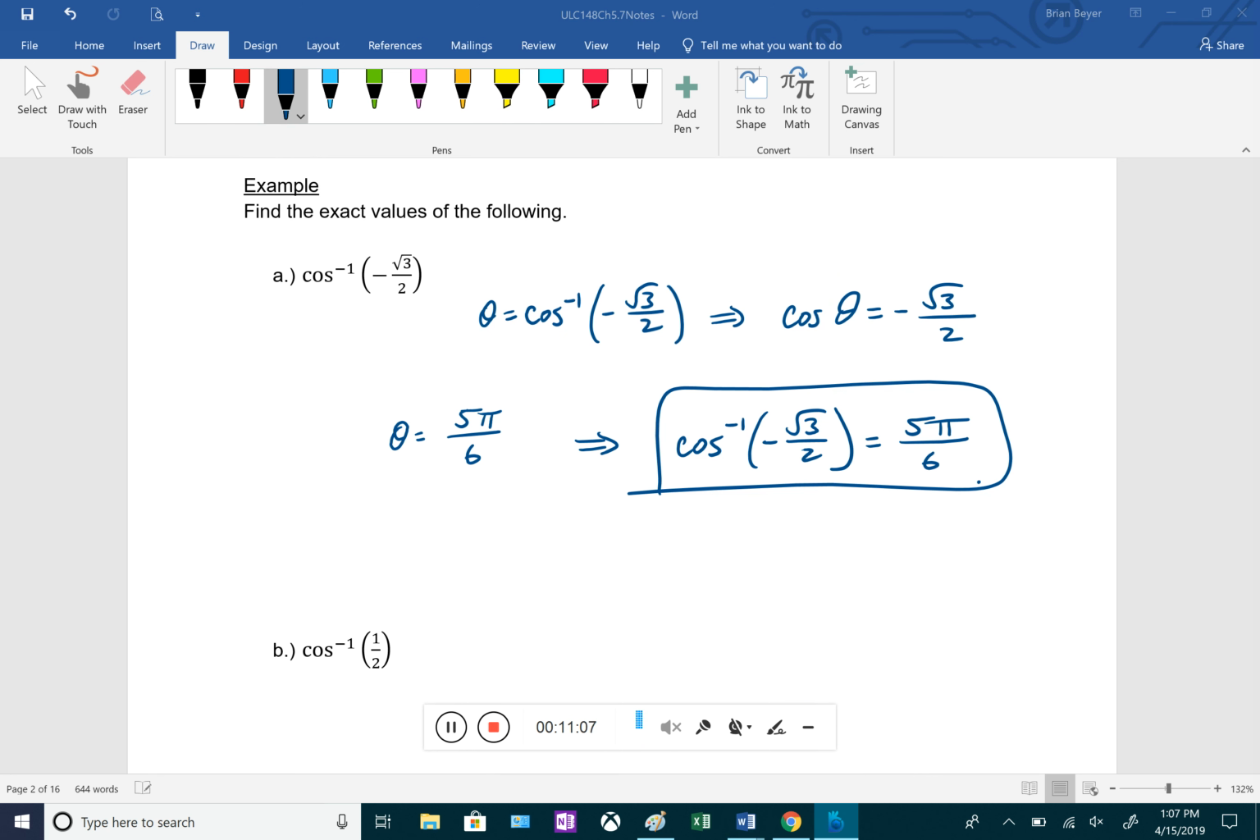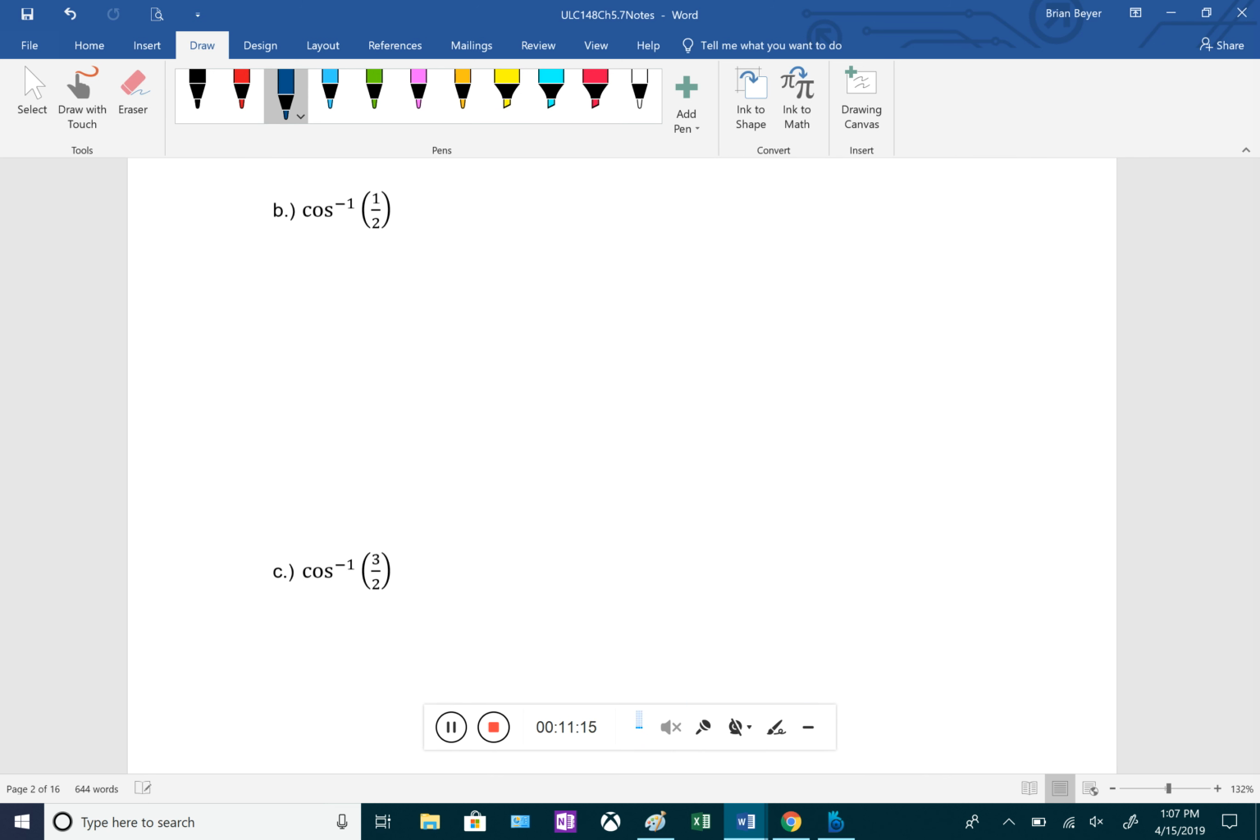So that means that's our angle, which is our cosine inverse of negative radical 3 over 2. Okay, next one we have cos inverse of 1/2. So set this up the same way as we just did. So that means cosine of theta equals 1/2. So cosine of what equals 1/2 on the restricted domain.